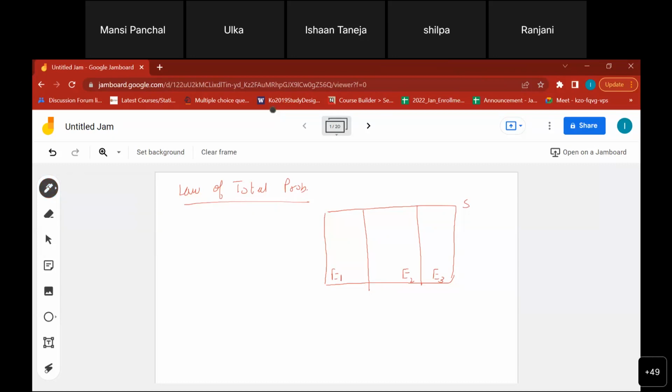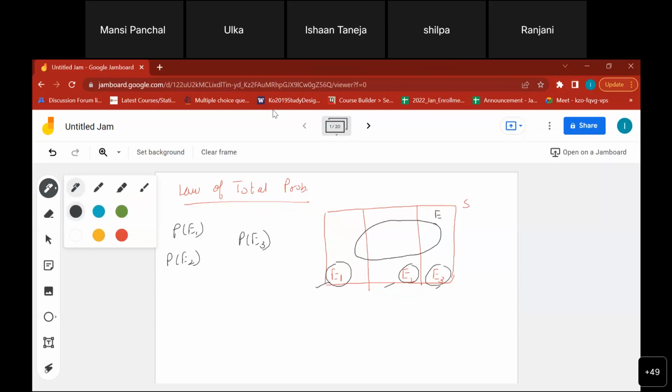The only information I have is about these parts individually: I know the probability of E1, the probability of E2, and the probability of E3. Suppose I need to find the probability of this big event E. How will I find it if I know only about these 3 parts, E1, E2, and E3? How can I compute the probability of this event E?